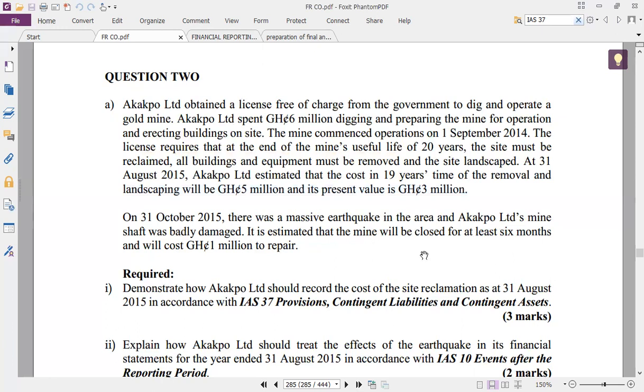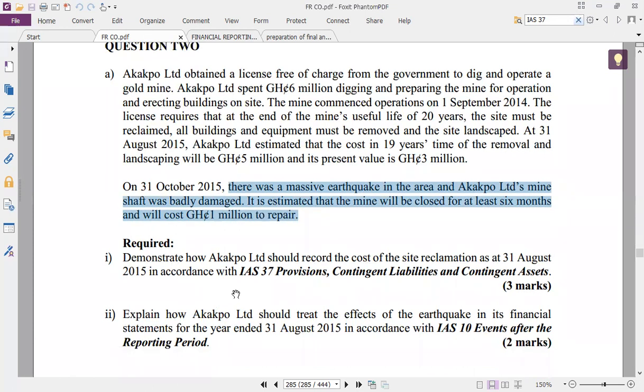So basically that is it. How do you treat the massive earthquake? The massive earthquake occurred in October 2015. Now, what's the reporting year? The reporting year happened to be 31st August 2015, right? And it occurred on 31st October. So this is a clear example of an event after the reporting period. And we've treated this. Yeah, it's clear.